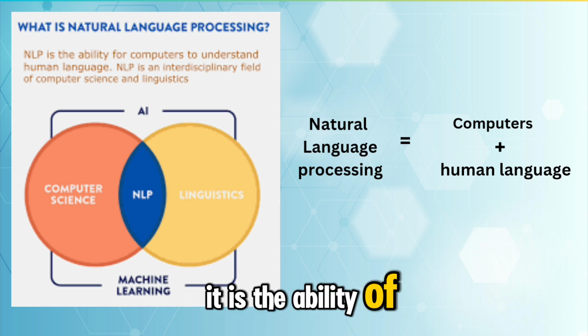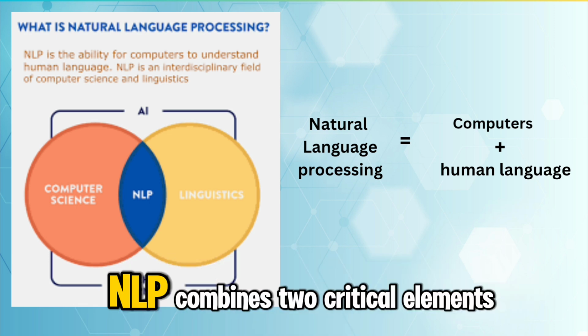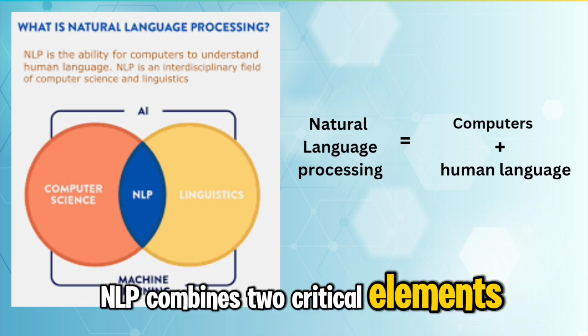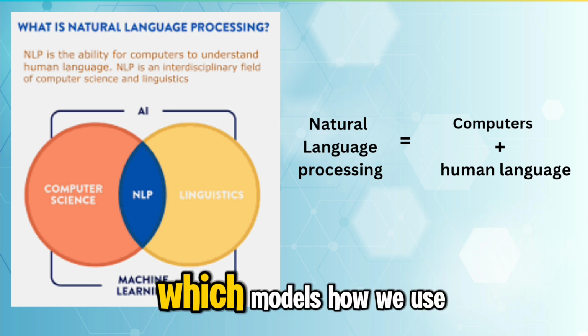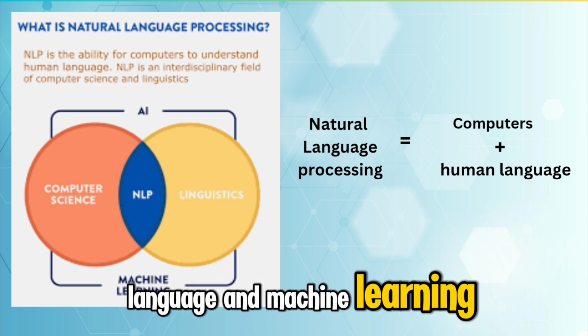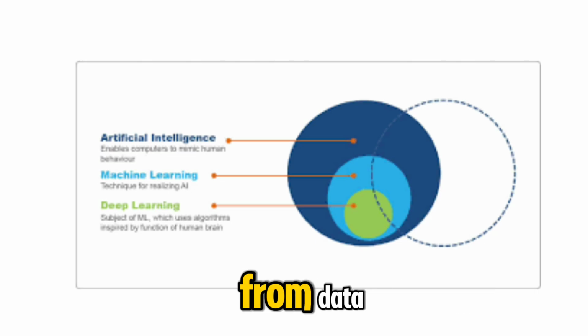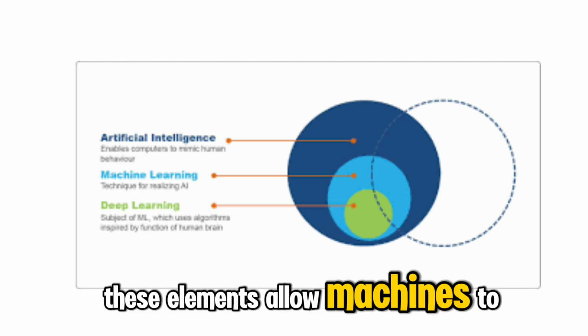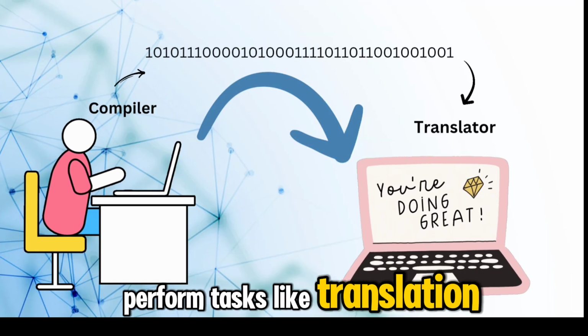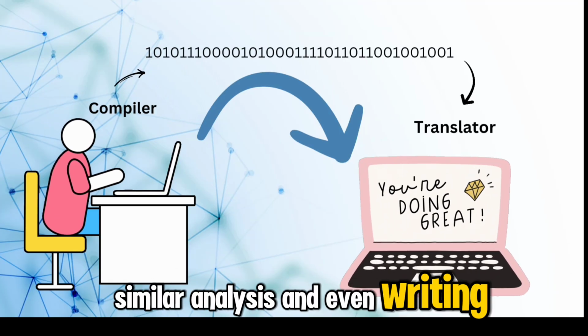It is the ability of computers to understand human language. NLP combines two critical elements: computational linguistics, which models how we use language, and machine learning, which enables computers to learn from data. Together, these elements allow machines to perform tasks like translation, sentiment analysis, and even writing stories.